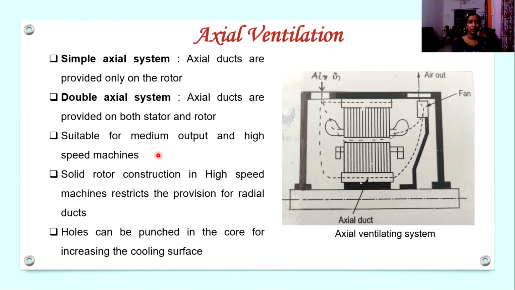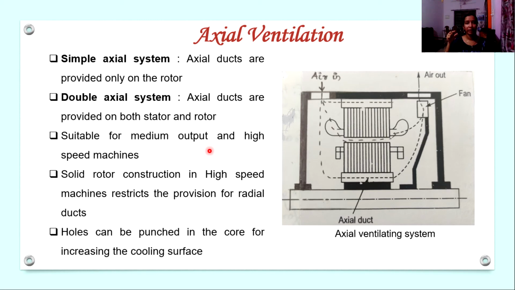Because in high speed machines, a solid rotor construction is used. We have already said that the rotor and stator cores are laminated. But in case of high speed machines, a solid rotor construction is used. That is, the rotor is constructed as a single structure. It is not of laminations. So when it is solid, we cannot provide radial ventilating ducts.